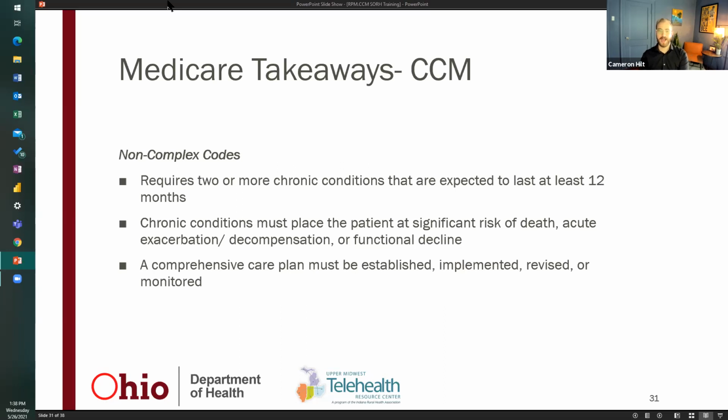So it doesn't mean they've had to have them for 12 months. It just has to be expected to last at least 12 months. So that rules out any acute conditions that would last less than those 12 months. The chronic condition must place the patient at significant risk of death, acute exacerbation, or functional decline. And a comprehensive care plan must be established, implemented, revised, monitored.